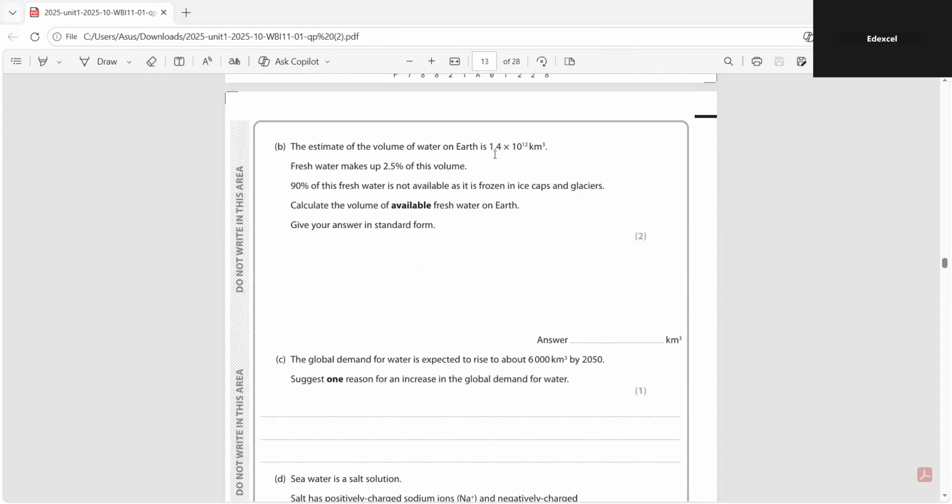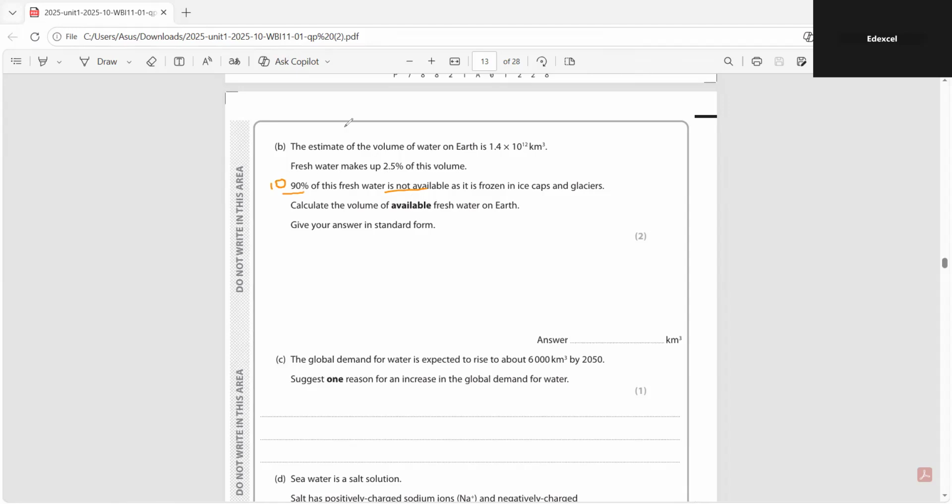The estimate of the volume of water on Earth is 1.4 times 10 to the power 12 kilometer cube. Fresh water makes up 2.5% of this volume. 90% of this fresh water is not available as it is frozen in ice caps and glaciers. Calculate the volume of available fresh water. According to the data given, 90% is not available, which means how many percent is available? That is 10%, right? So 10% of fresh water is available.